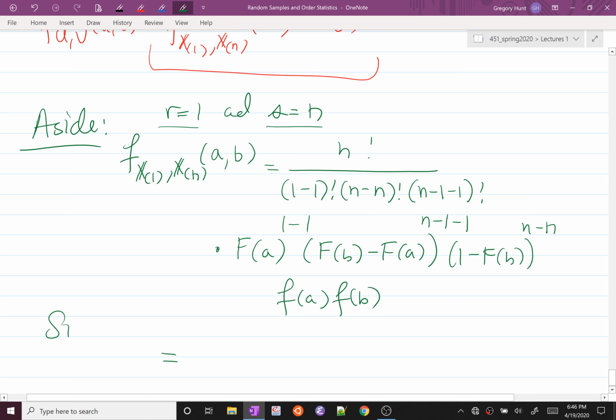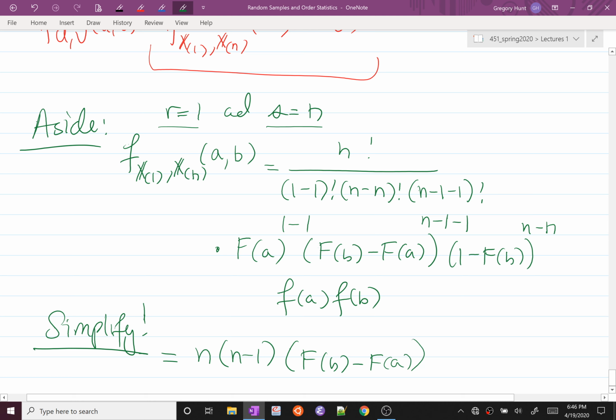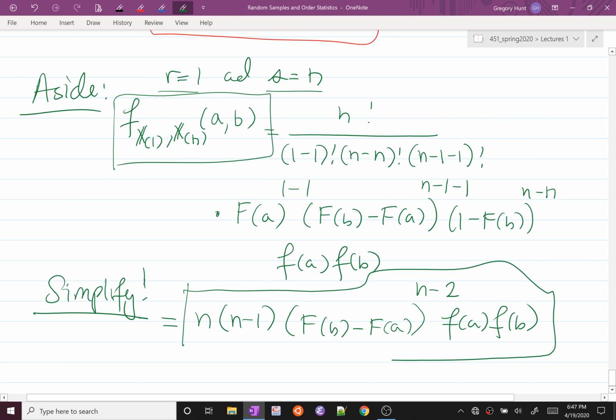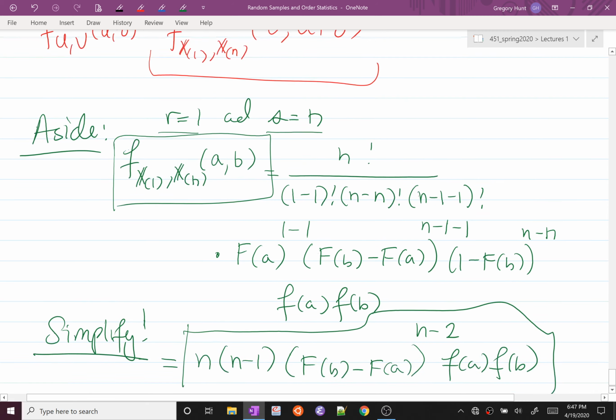So simplify this whole thing. A lot of this drops out. We just get n times n minus 1, because this thing becomes n factorial over n minus 2 factorial. And then basically everything drops out except we get F of b minus F of a to the n minus 2, times little f of a, little f of b. Okay? So this is our joint of the min and the max at a and b, whatever values you want, a and b.